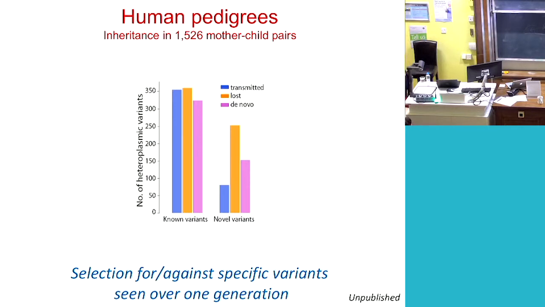What this shows you in these 1,500 mother-child pairs is the number of heteroplasmies we saw, which were previously known in the human population, in our 30,000 NCBI variants, and novel ones which had never been seen before. And we've split it up based on whether the blue ones are transmitted, gold lost, or pink de novo. And what this tells me is that the known variants and the novel variants are behaving differently in the germline, in these trios. And in particular, the novel variants seem more likely to be lost, statistically significantly so, than transmitted, implying that this selective process is actually happening in real time.